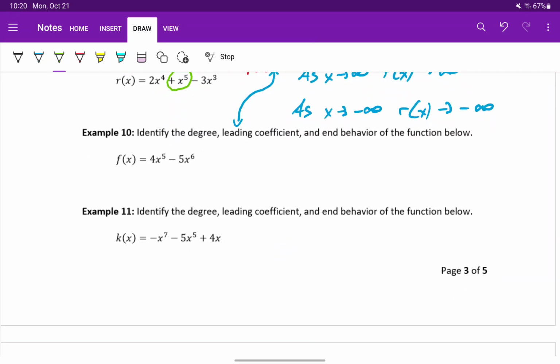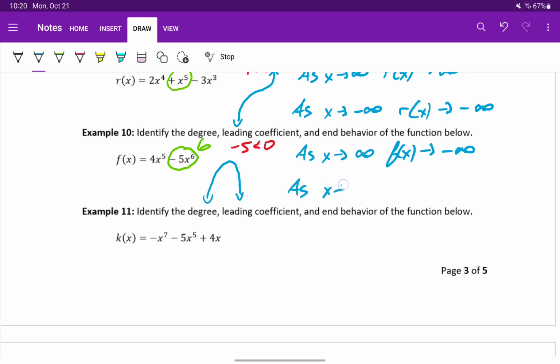In example 10, we have a polynomial of degree 6 with a leading coefficient of -5. That means our curve is opening down. So as x approaches positive infinity, f of x will be approaching negative infinity. And as x approaches negative infinity, f of x will be approaching negative infinity. Again, we know those two directions are the same because we have an even degree.